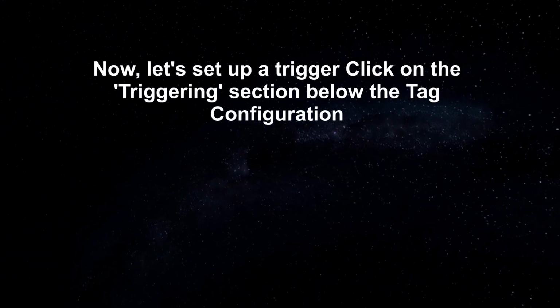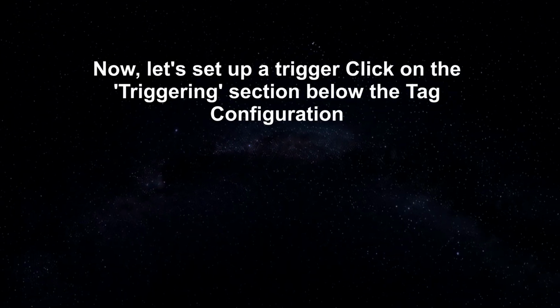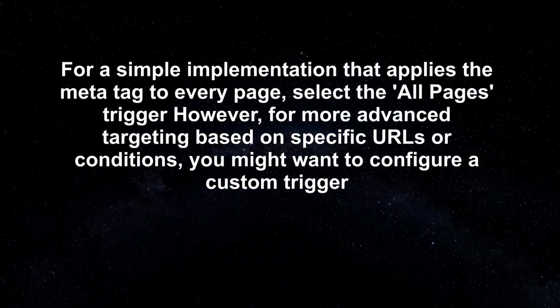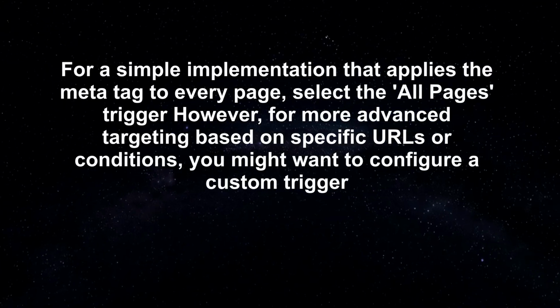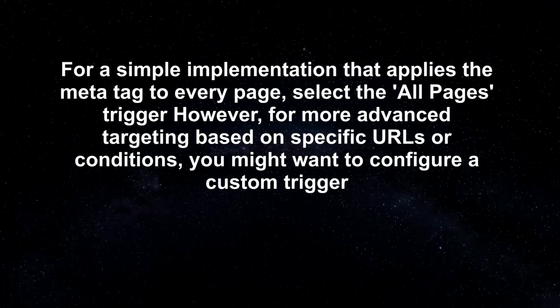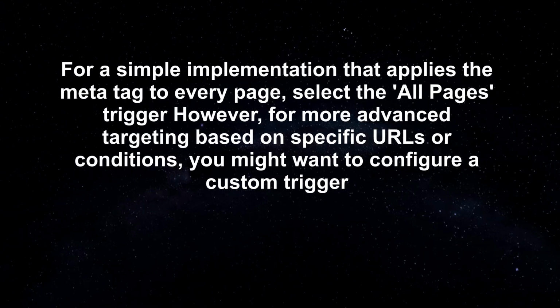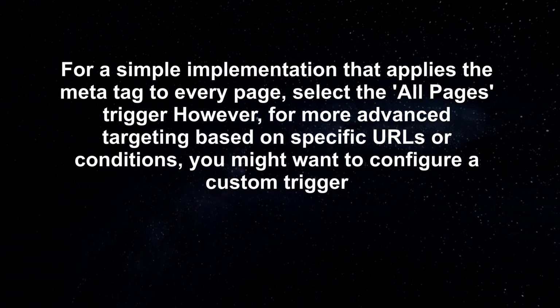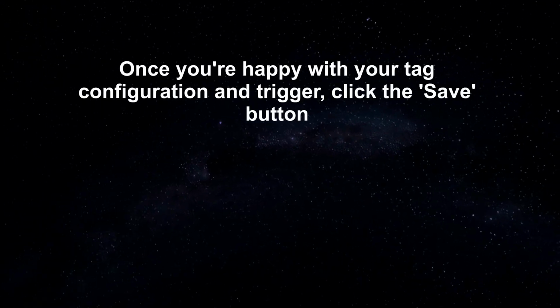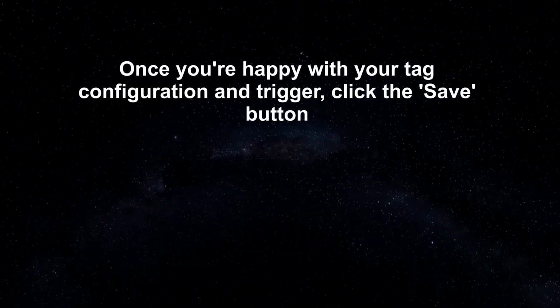Now, let's set up a trigger. Click on the triggering section below the tag configuration. For a simple implementation that applies the meta tag to every page, select the All Pages trigger. However, for more advanced targeting based on specific URLs or conditions, you might want to configure a custom trigger. Once you're happy with your tag configuration and trigger, click the Save button.